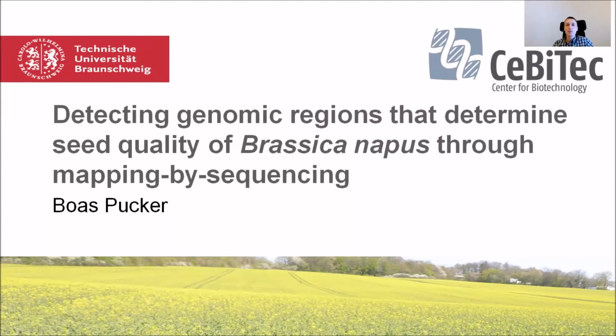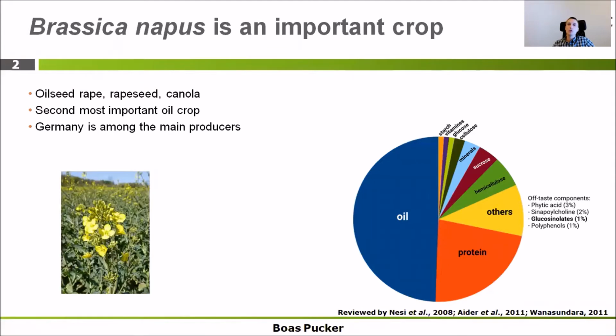Hi everyone and welcome to my talk, Detecting Genomic Regions that Determine Seed Quality of Brassica napus through Mapping by Sequencing. Brassica napus, also known as oilseed rapeseed or canola, is an important crop. This is mostly due to the high oil content. And therefore, rapeseed is one of the main oil crops in the world, only second to soybean. Germany is among the main oil producers by growing substantial amounts of rapeseed.